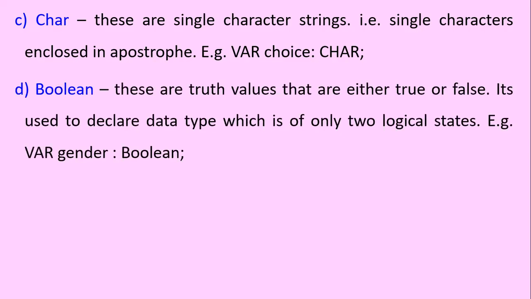Number 4 is Boolean. These are truth values that are either true or false. This data type is used to declare data which has only two logical states, either true or false, and the others yes or no. An example is var gender colon Boolean semicolon. This is a declaration statement which tells the compiler to set a memory location aside called gender, whose content will be changing, that is variable, but the content will be a truth value. That is Boolean.